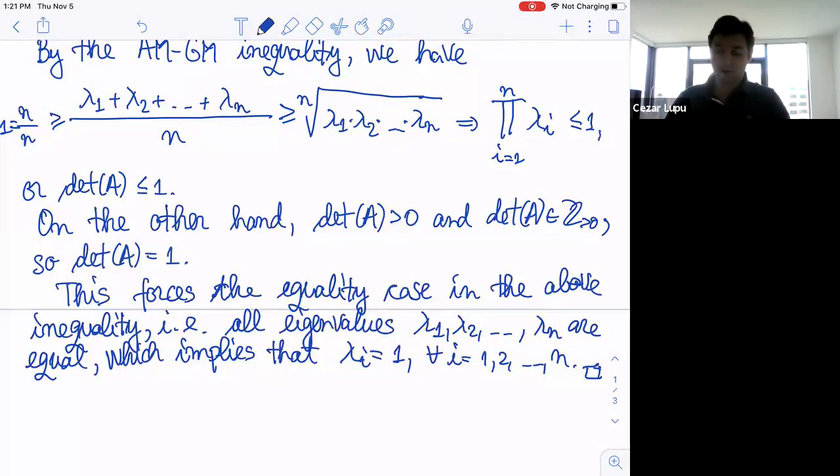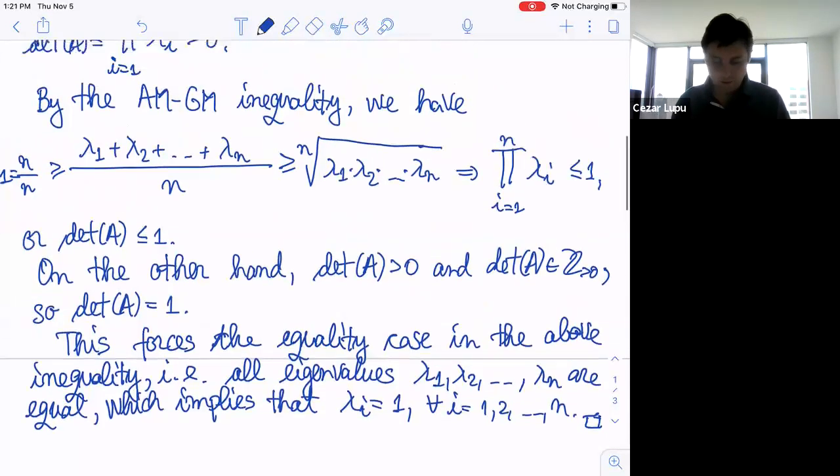Okay, it's a very nice problem. So I want you to keep in mind this technique. Now let's veer towards another problem.